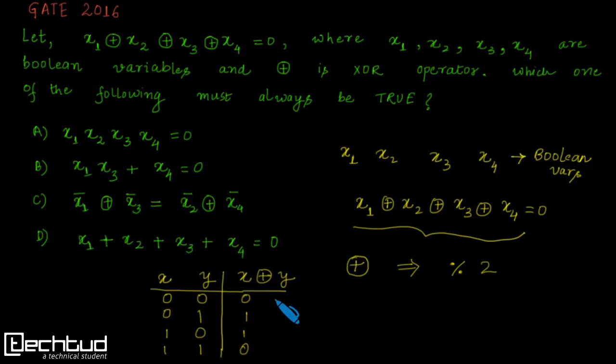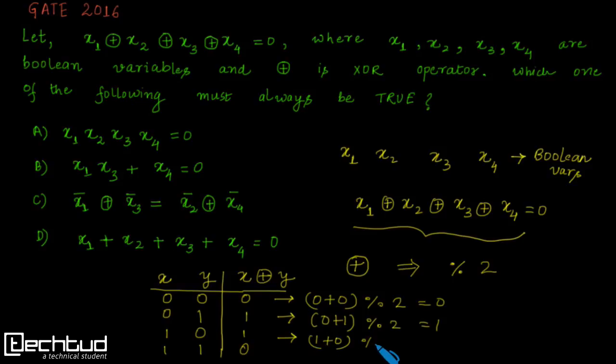Now see, this result could be understood as 0 plus 0 mod 2, which is equal to 0. This result could be understood as 0 plus 1 mod 2, which is equal to 1. This could be understood as 1 plus 0 mod 2, which is equal to 1. And this could be understood as 1 plus 1 mod 2, which is equal to 0. So the XOR operator could be understood as modulo 2 sum. Now, how can we use this property to solve the question?